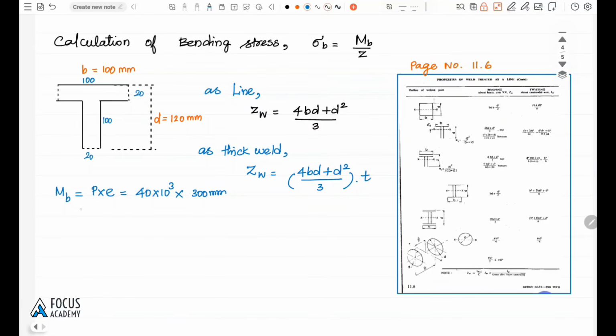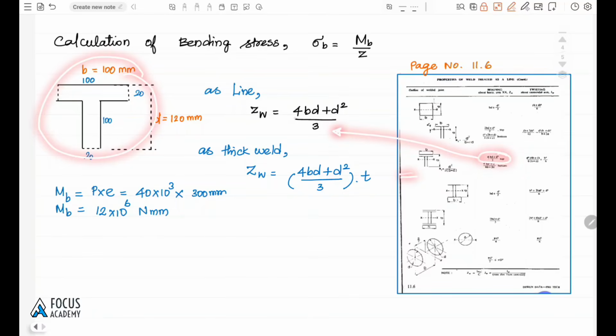And by calculating the bending moment, 40 into 10 power 3 into 300, that is 12 into 10 power 6. Unit of bending moment, Newton millimeter. That's it. And the section modulus Z value can be taken from the design data book, page number 11.6. So here various diagrams will be given, and based on our given diagram, that is T section, we can take the Z formula. The mentioned Z formula is 4BD plus D square divided by 3.